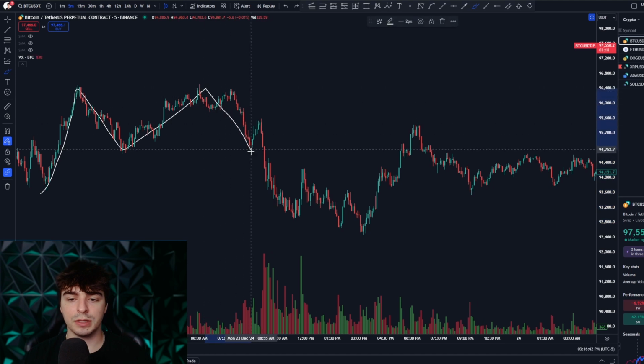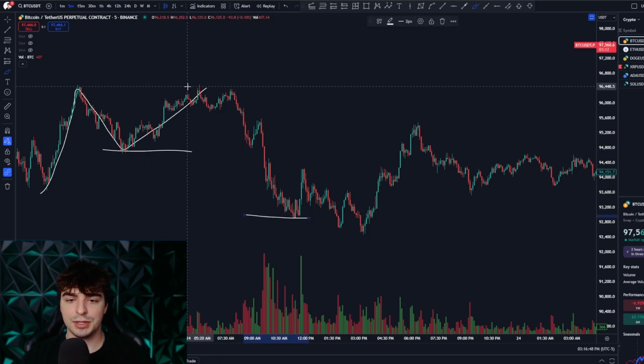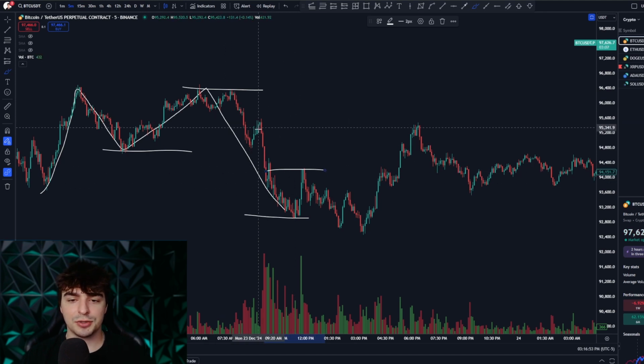A strong move lower where we see the pitch is very steep. It's a steep move lower. Now the projection is increasing. The pullbacks are getting smaller, which tells us that sellers mean business.